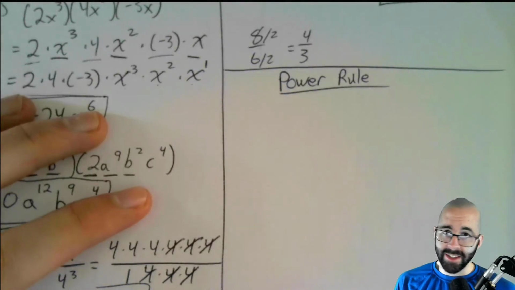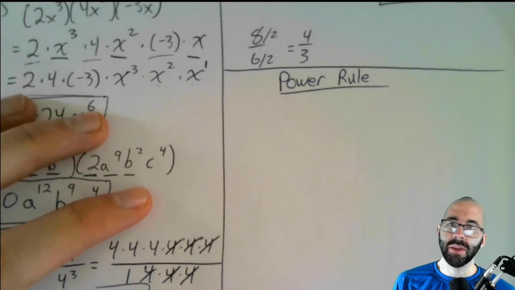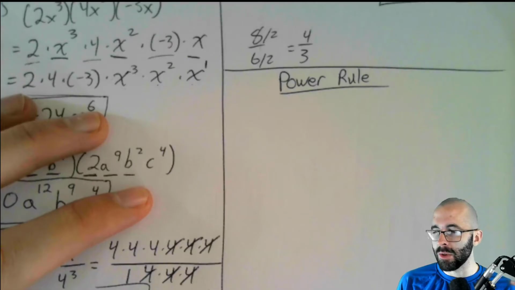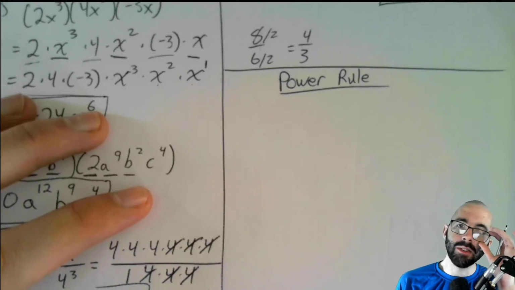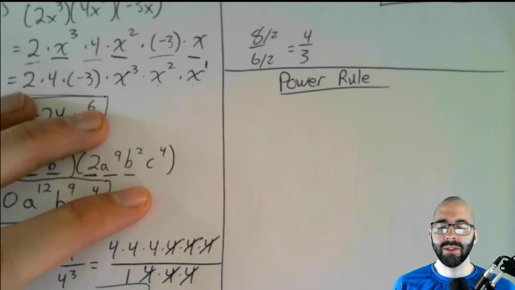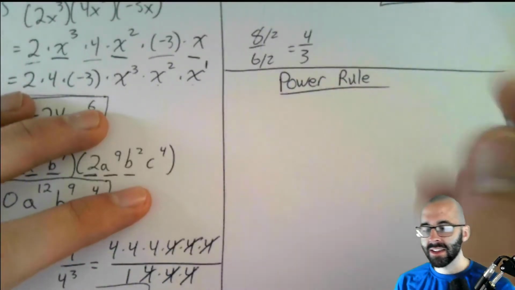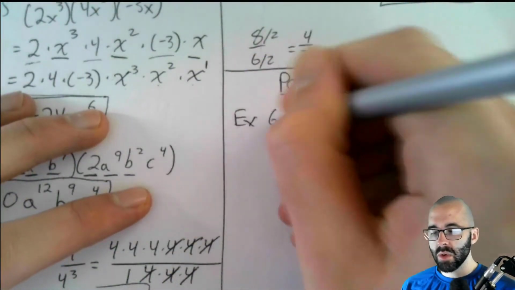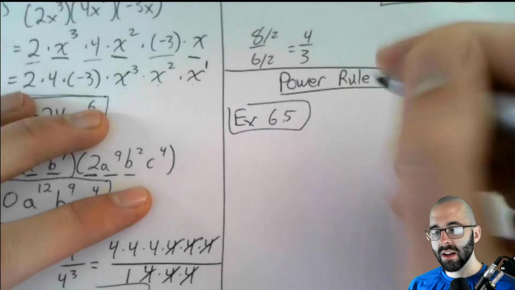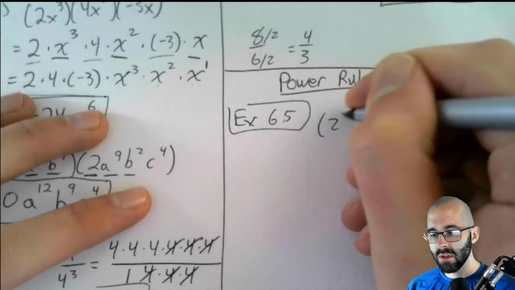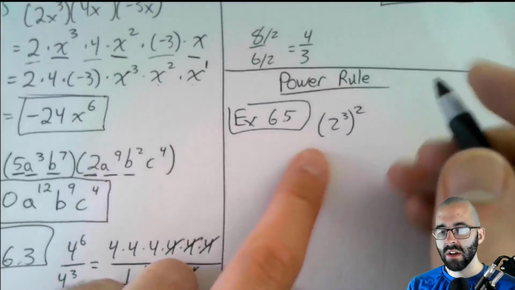The next rule gets its own video. It doesn't have to share because the product and the quotient rule are kind of the same rule. They're very, very close to each other. Power rule, though, that's what we're going to talk about next. So we're going to start with example 6.5 that wants us to expand 2 cubed squared.